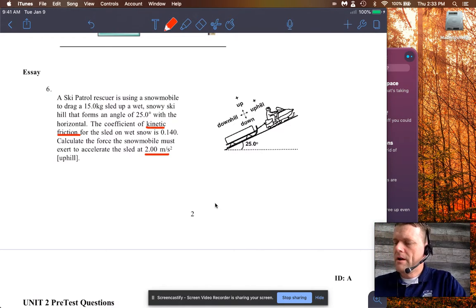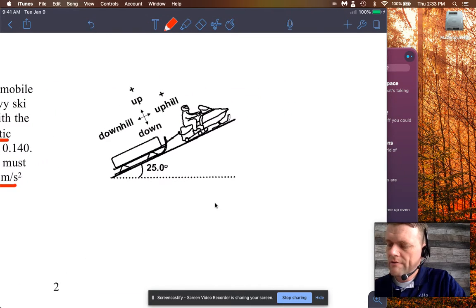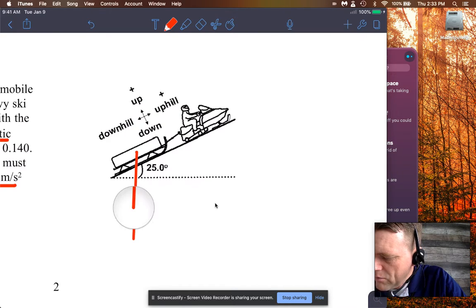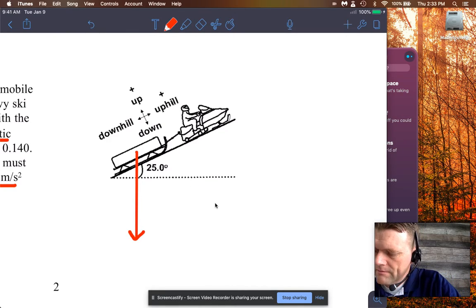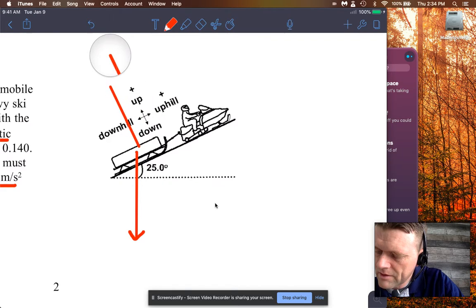So it does tell us the angle is 25 degrees. And essentially that's all the information it gives us. So right off here, what we need to zoom in on is just the sled. Okay, so if we draw a dot on the sled, and then from that dot, if we identify the force of gravity straight down, from that dot, or close to it, I guess, we would have a force normal.